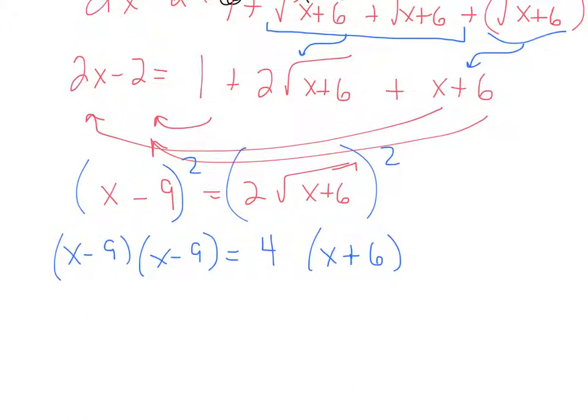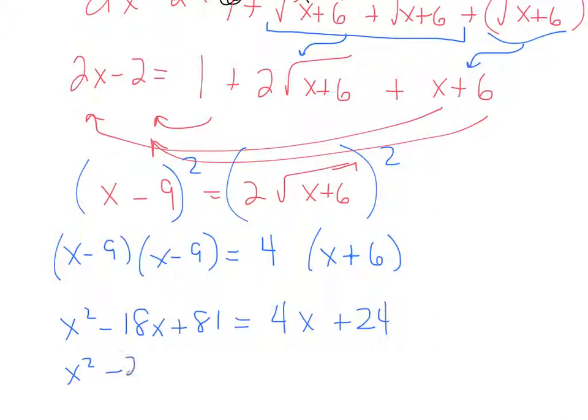Let's see. x minus 9 becomes x squared minus 18x plus 81 equals 4x plus 24. Move terms over. x squared minus 22x, what is this going to be? It's going to be 57. Plus 57 equals 0.